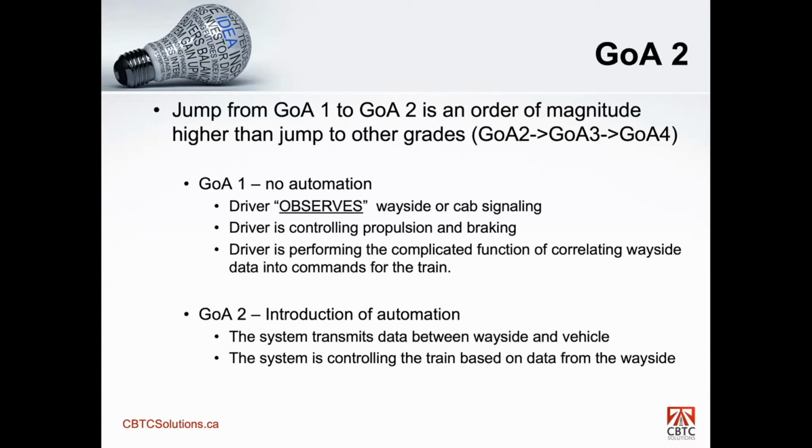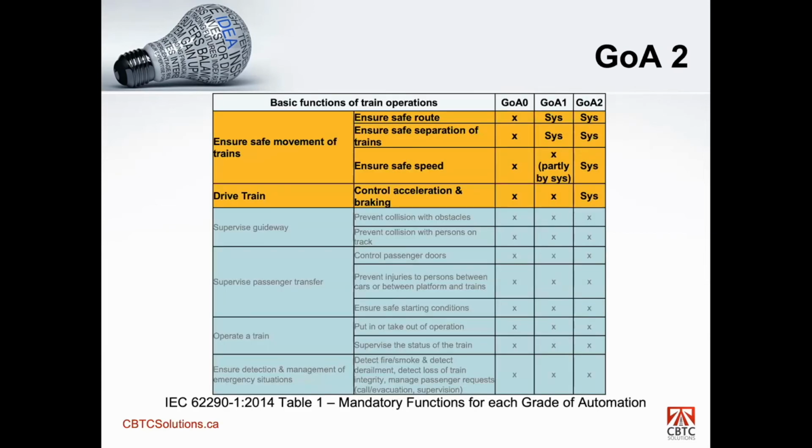Many people focus on GoA 3 and GoA 4, saying, oh, the level of complexity there to get to a GoA 4 is quite high. Sure, yes, it's a fully automated system, but GoA 2 is where the rubber meets the road in terms of introducing the core functionality. So in a GoA 2 system, it basically has everything from a GoA 1, but what's been added is drivetrain, which is this second function here, which allows the system to control acceleration and braking.